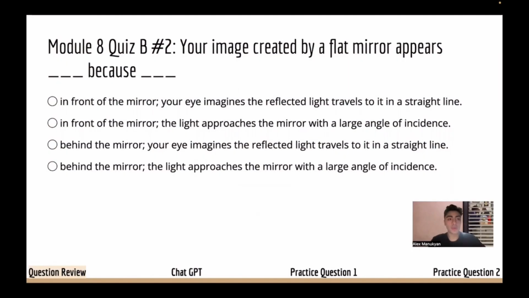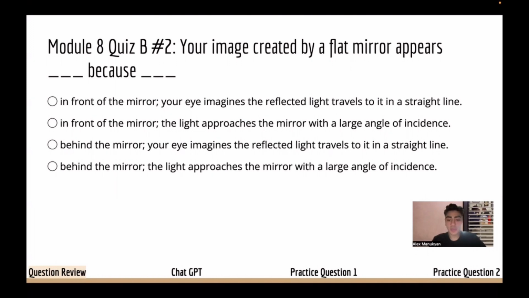Our question for Module 8 Quiz B number 2 is, your image created by a flat mirror appears blank because blank. So our answer choices are in front of the mirror because your eye imagines the reflected light travels to it in a straight line, or in front of the mirror because the light approaches the mirror with a large angle of incidence, behind the mirror because your eye imagines the reflected light travels to it in a straight line, and finally, behind the mirror because the light approaches the mirror with a large angle of incidence.